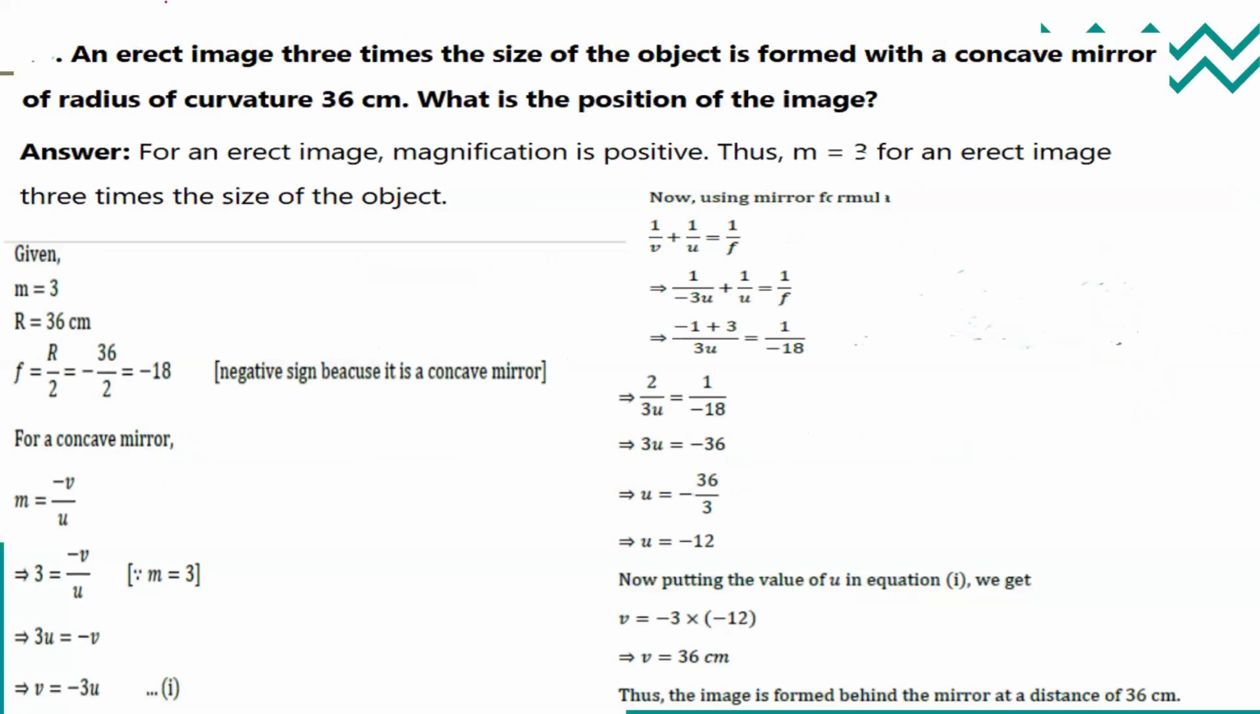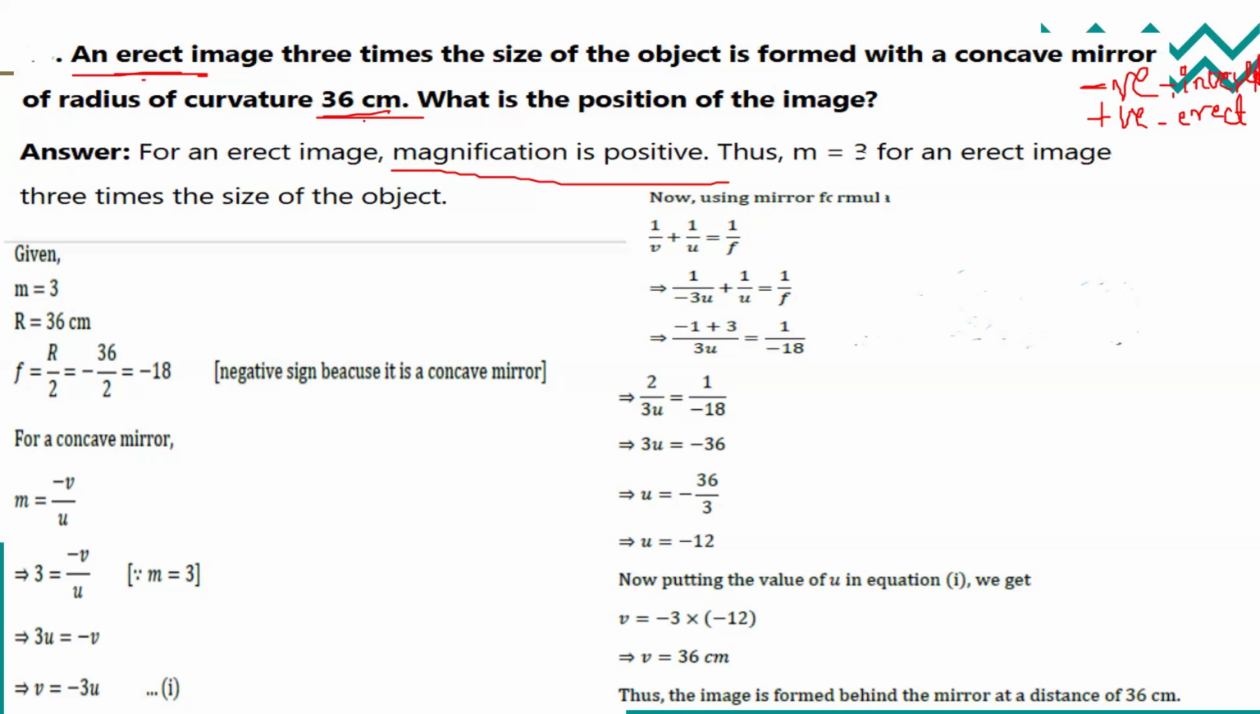Next one. An erect image 3 times the size of the object is formed with a concave mirror of radius of curvature 36 centimeter. What is the position of the image here? Yes, what have they given? For an erect image, they have given erect image. If the image is erect, then magnification is positive. If the image is inverted, then magnification is negative. Remember, okay, if it is positive, then it is erect, and if it is negative, then it is inverted.